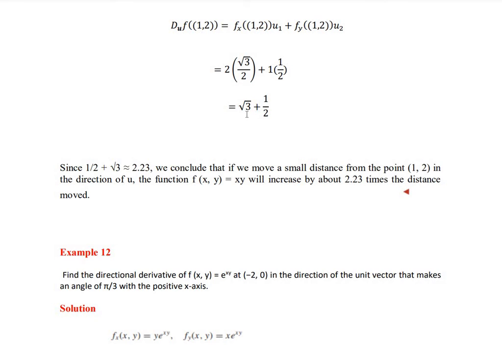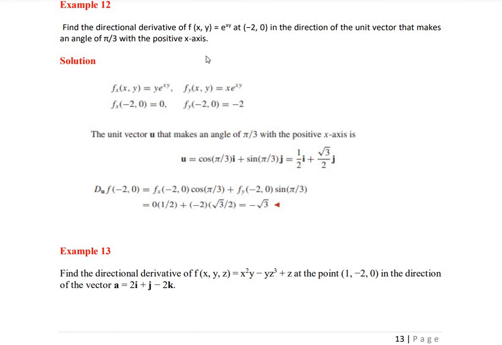So that will give you (root 3 + 1)/2. Since that value is approximately equal to 2.23, we can conclude that if we move a small distance from the point (1, 2) in the direction of vector u, the function f(x, y) = xy will increase by about 2.23 times the distance moved.